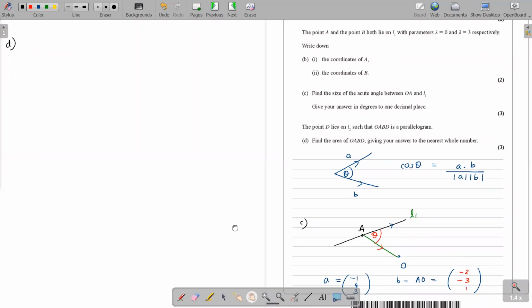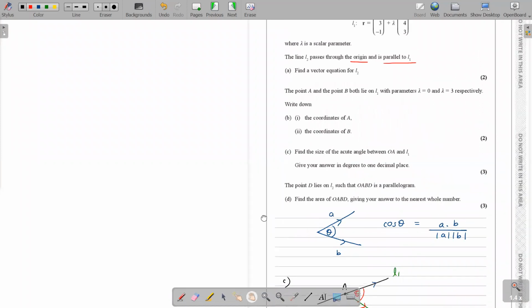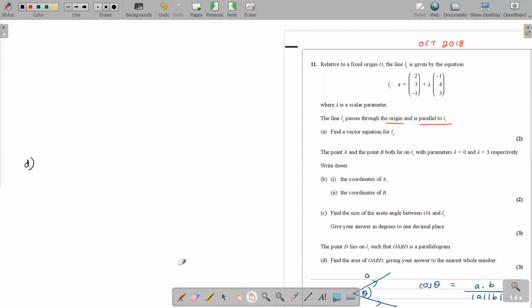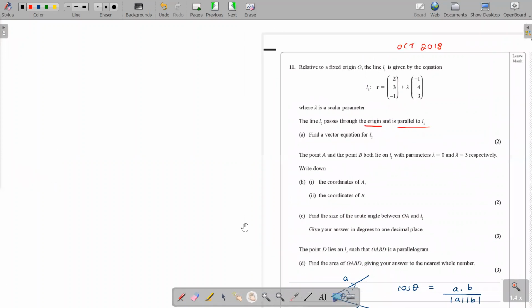They say here the point D lies on line 2 such that OABD is a parallelogram. Find the area of OABD, giving your answer to the nearest whole number. Okay. Before you go to get the answer, first let's have a visual idea of what's going on. Now, what's going on in this question? In this part, we need to have a rough sketch of what's going on.